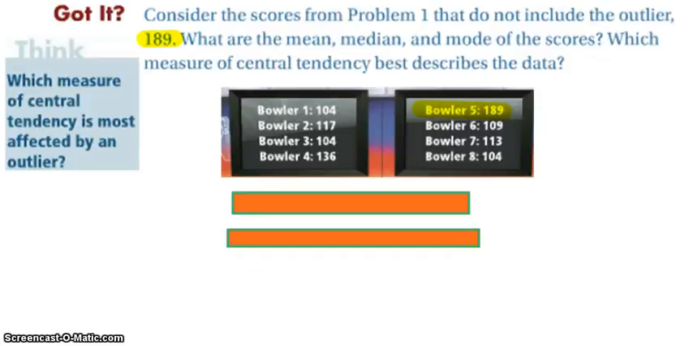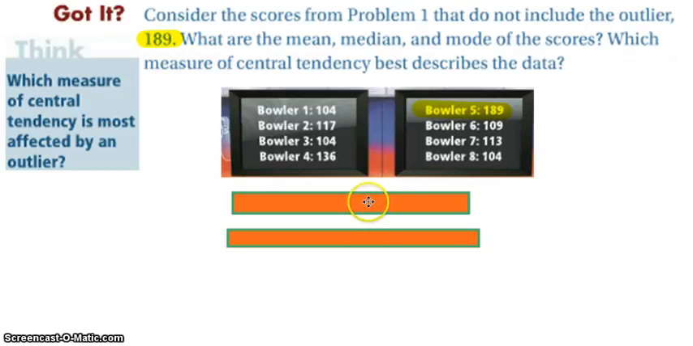Please make sure that you work through problem 1. You're going to come back here and we're going to find our mean, median, mode when we don't include this outlier score, but in problem 1 you do include it. So come back once you think you have your answers for the got it. So pause the video, don't return until you're ready to check.